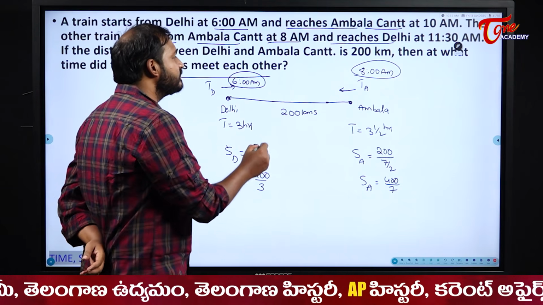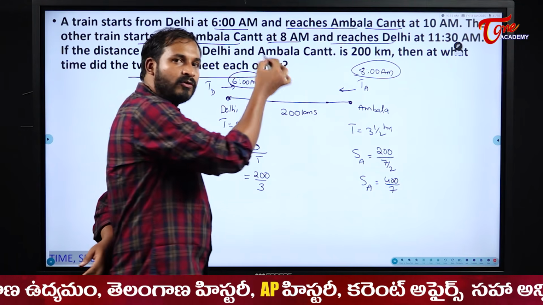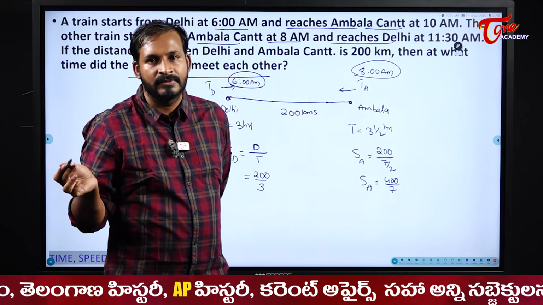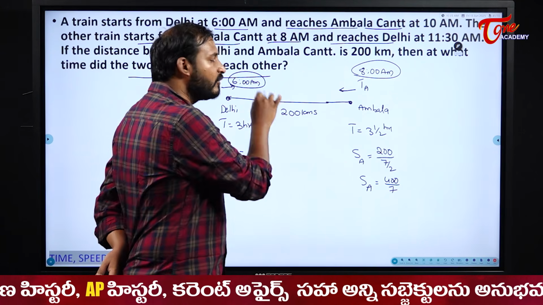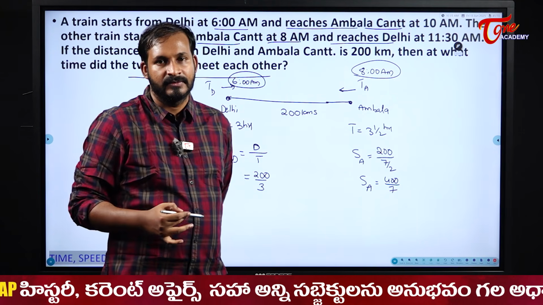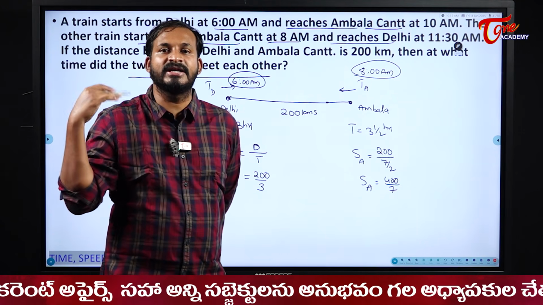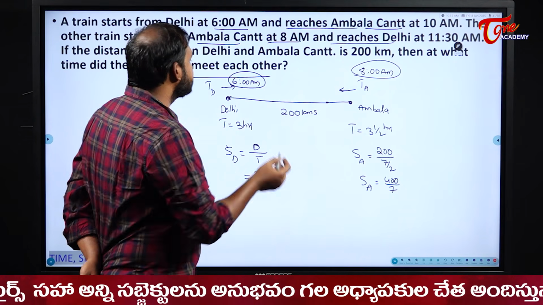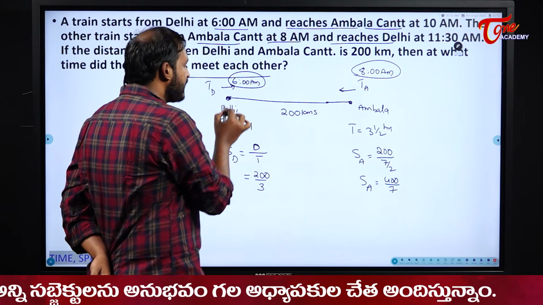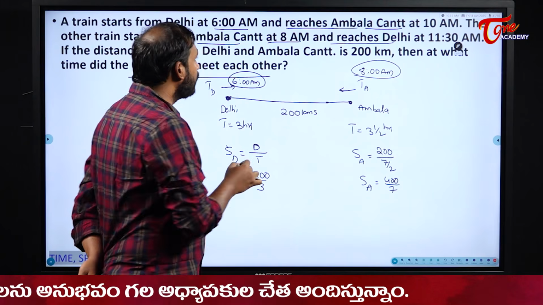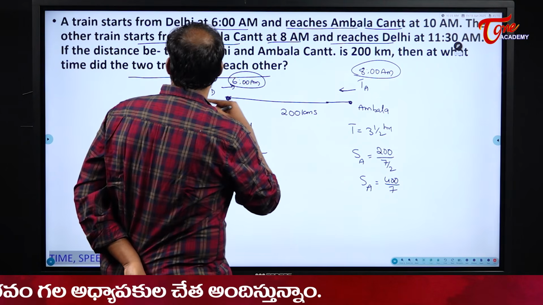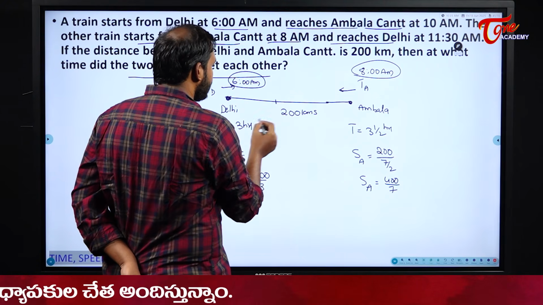How can we equalize the times? Tell me, is it possible for me to go from 8 a.m. to 6 a.m., or from 6 a.m. to 8 a.m.? We cannot go to the past, but we can go to the future, right? So that is the reason: at 6 a.m. this train is at this point. Now the time is 8 a.m.